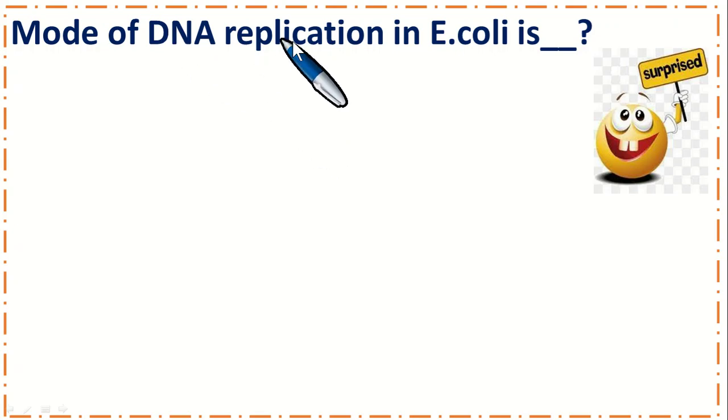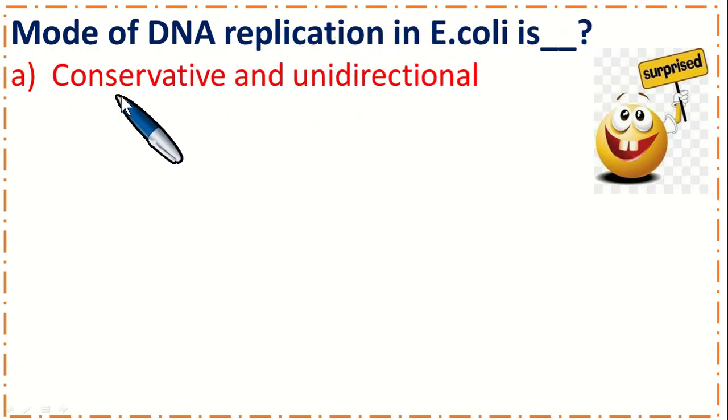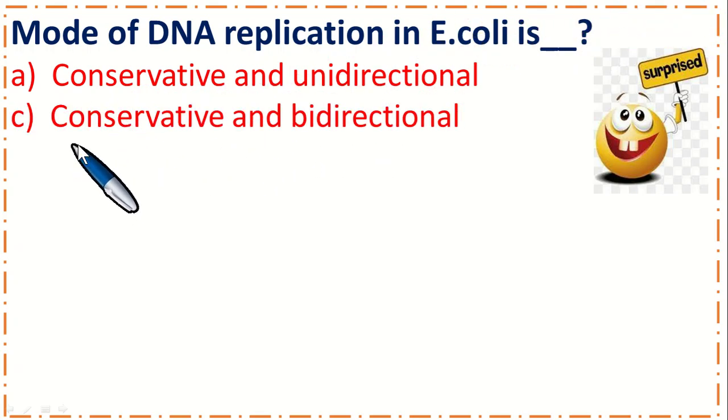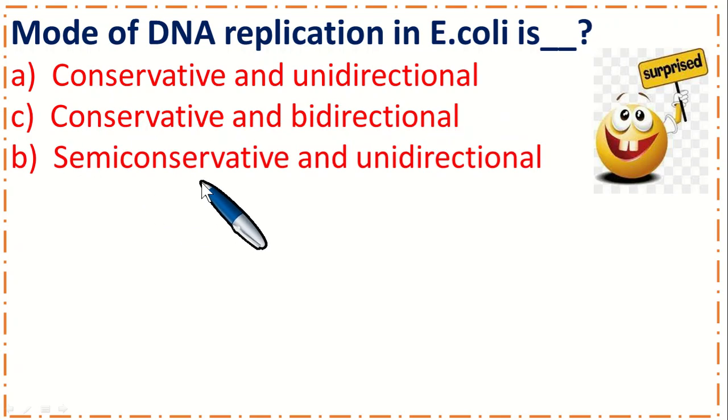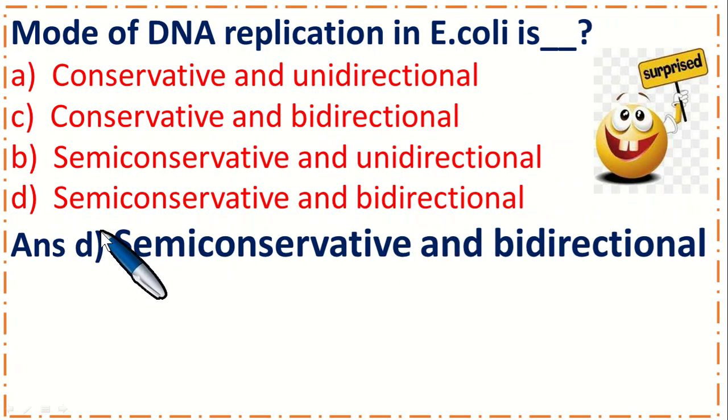Mode of DNA replication in E. coli is option A conservative and unidirectional, B conservative and bidirectional, option C semi-conservative and unidirectional, and option D semi-conservative and bidirectional. So the correct option is D, semi-conservative and bidirectional.